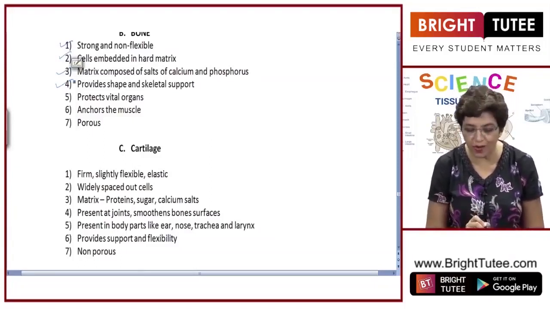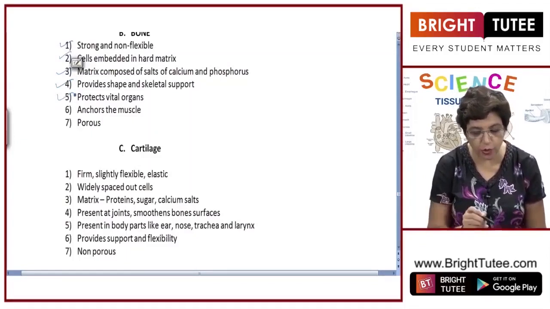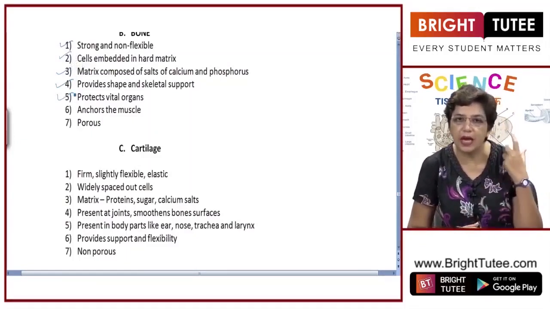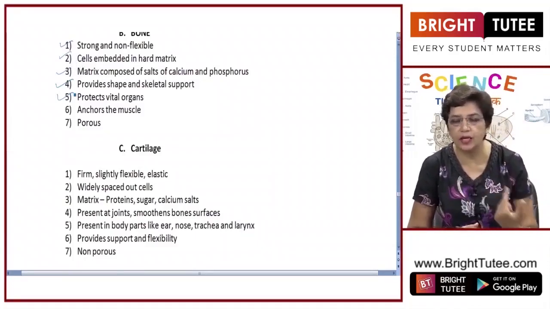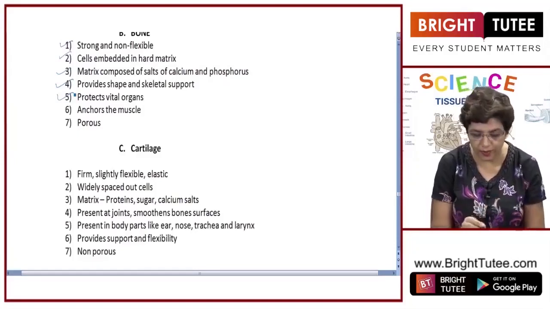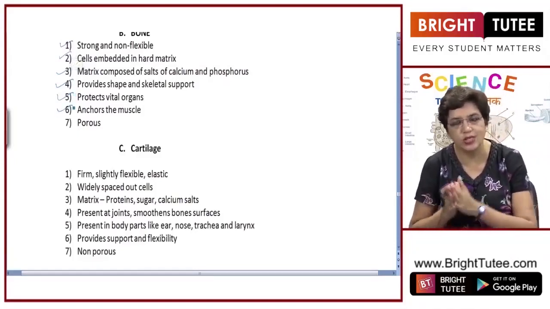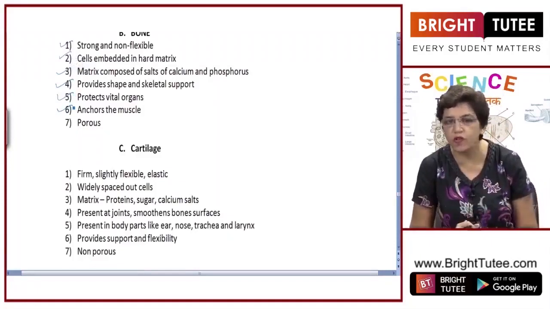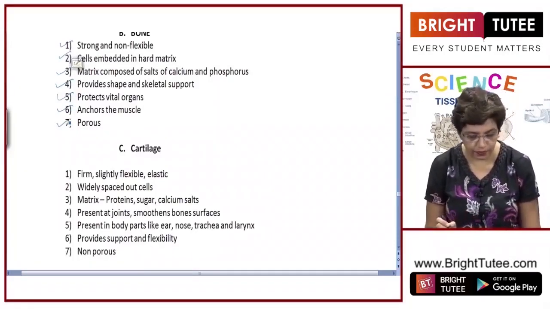The function is to provide shape and skeletal support to our body. It also protects the vital organs. Like the brain is protected by the skull, then the heart and lungs are protected by the rib cage. So it protects the inner delicate organs. It also anchors the muscles. Muscles are attached to the bones and then they help in the movement of our limbs. Then these bones are porous.